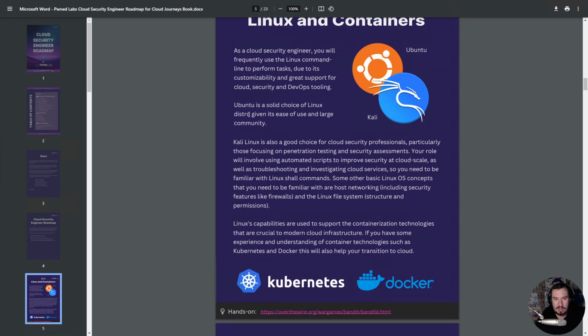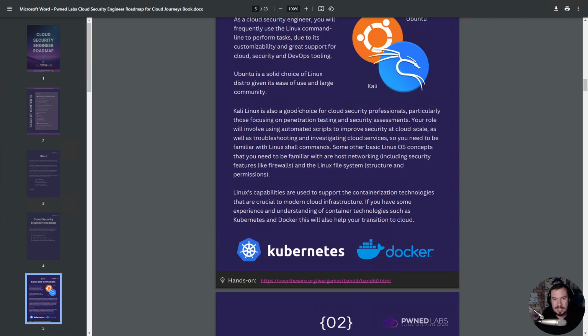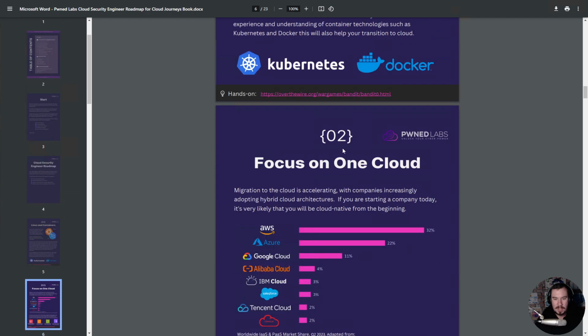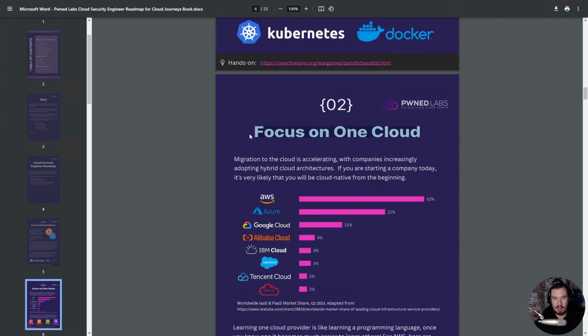Ubuntu is a solid choice for Linux. It's actually what I run as my host OS on my work computer, given its ease of use and large community. Kali is also a good choice, of course. Focus on pen testing and security assessments. Our role will involve using scripts, all of that good stuff. And focus on one cloud. I think this is also key.